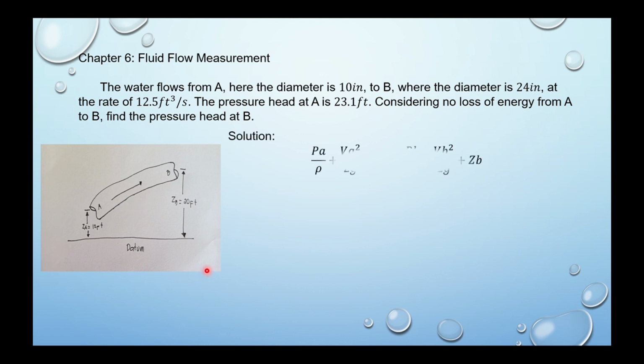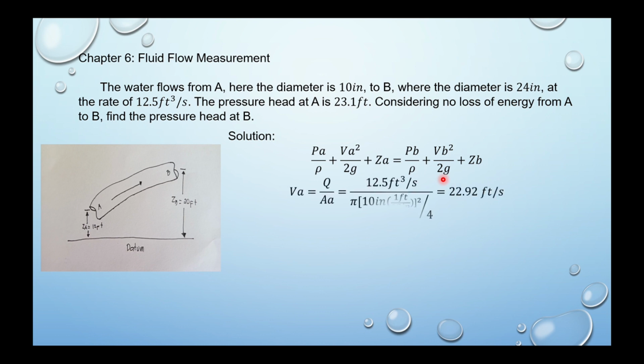Our solution. So this is the equation. Pressure at A over the density plus the velocity at A raised to 2 over 2g plus z at A is equal to pressure at B over density plus velocity at B raised to 2 over 2g plus z at B. So substitute. We need first to find the velocity at A.